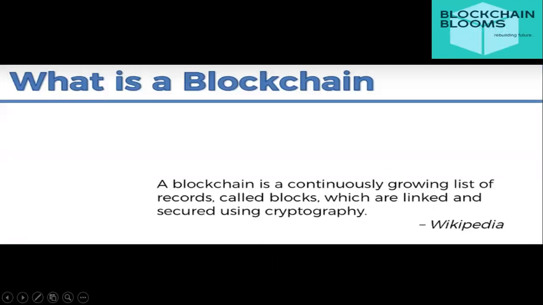So yesterday we have seen what is blockchain, and this definition is from Wikipedia. Just for our understanding, once again, I'm repeating. Blockchain is a continuously growing list of records. Here, records means the transactions or the data. We will put it into the blocks. Here a block is a container to store our data in terms of records or transactions.